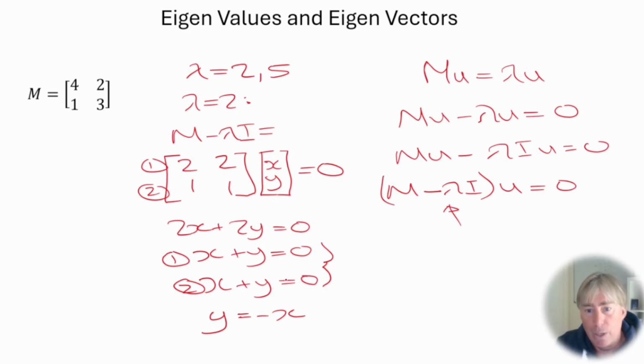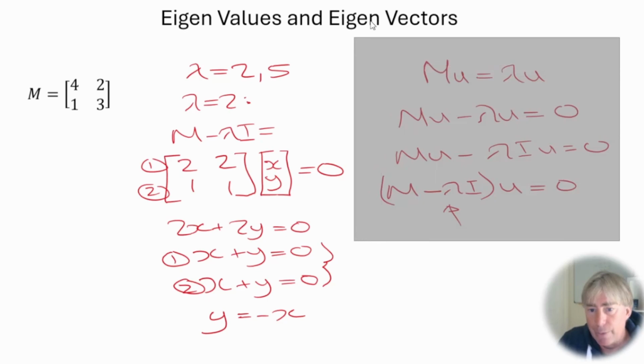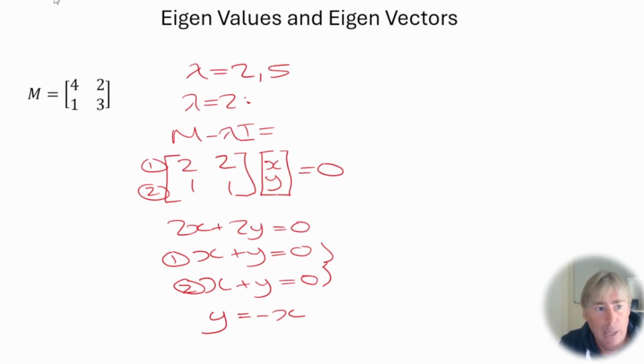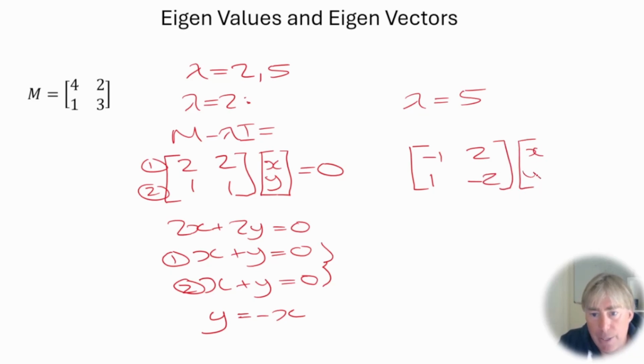Okay, so we're going to go ahead and do the second one, exactly the same process. Let me give myself a little bit of space. Now we're going to run parallel to that, and we're going to set lambda equals 5. So the same M minus lambda calculation: 4 subtract 5 is negative 1, 2, 1, and then 3 subtract 5 is negative 2. We're going to multiply this by another point x, y to find our second eigenvector, equal to 0.